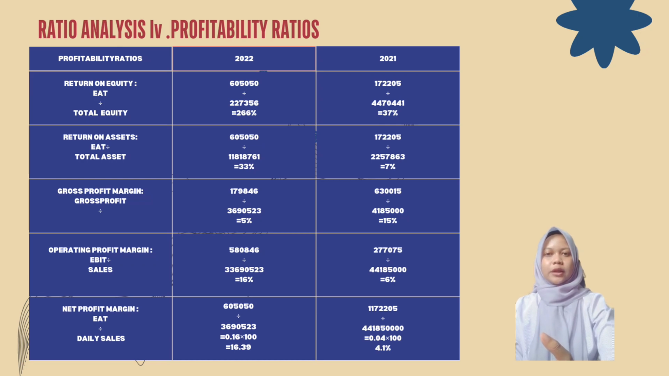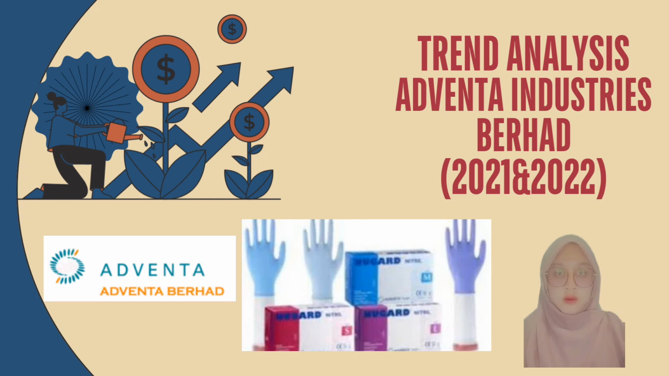Stability ratio, return on equity in 2021 was 36.6%, increased to 216.12% in 2022. Return on asset in 2021 was 7.62%, increased to 33.27% in 2022.